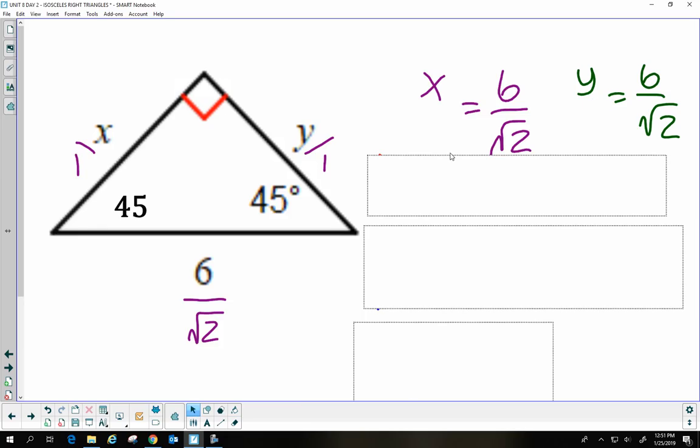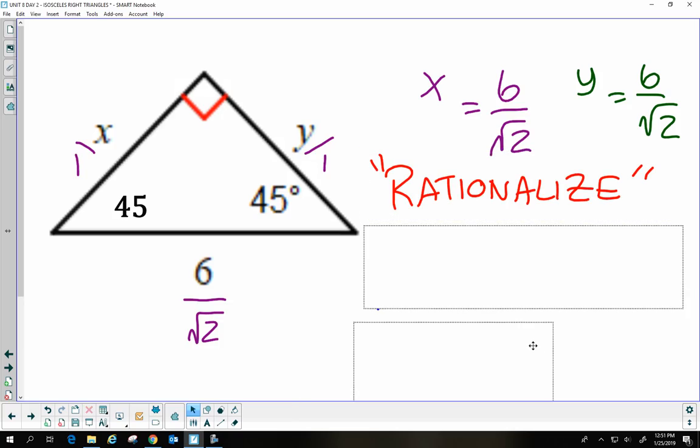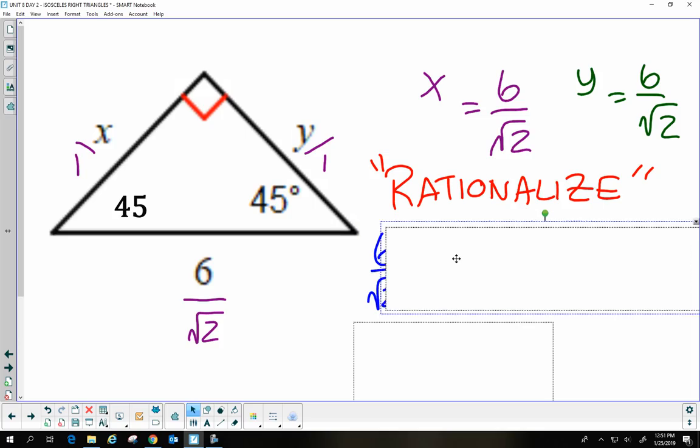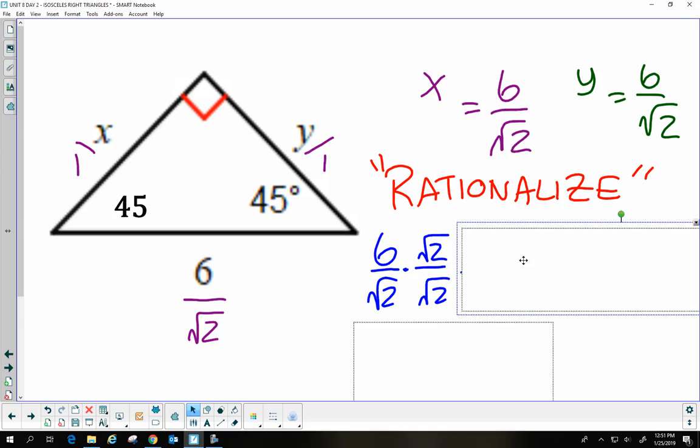And so the only thing we have to do to clean up these two answers is what we call rationalize the denominator. It sounds complicated. It's really not. We just have to multiply the top and the bottom of this fraction by this square root. So I'm going to multiply the top and the bottom both by the square root of 2.